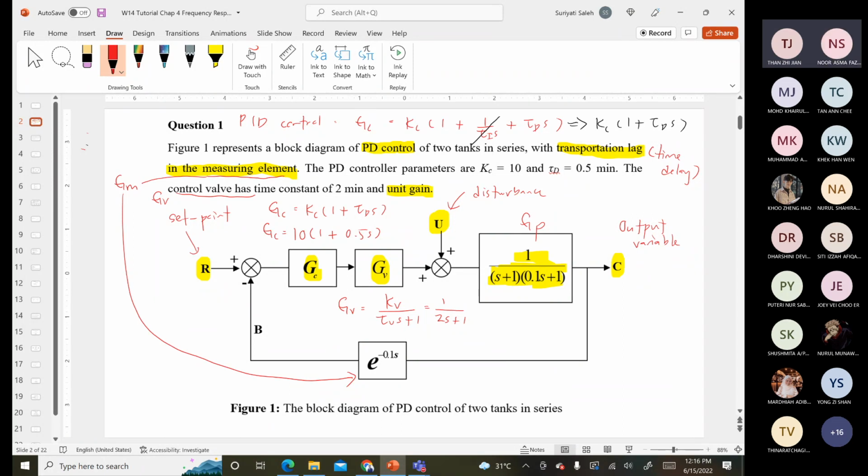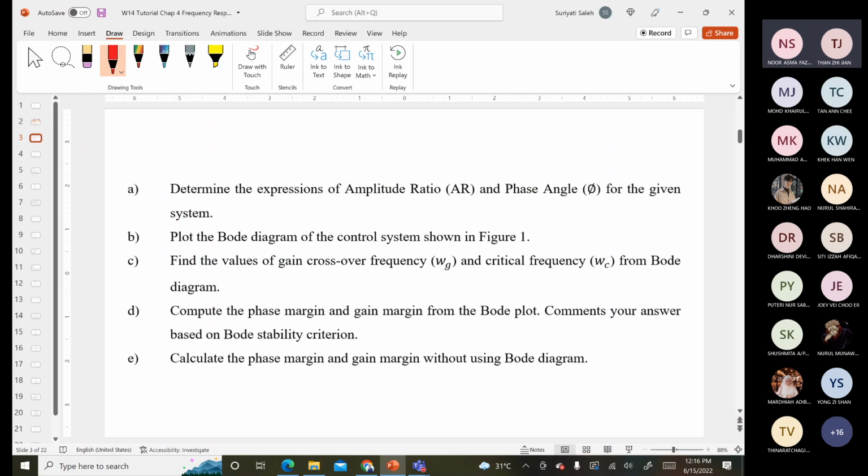So here we don't have the question yet. We just extract the information. For this part, this is the list of the equations. The questions given: first, A, determine the expression of amplitude ratio and the phase angle for the given system. Based on the expression, we need to plot the Bode diagram.